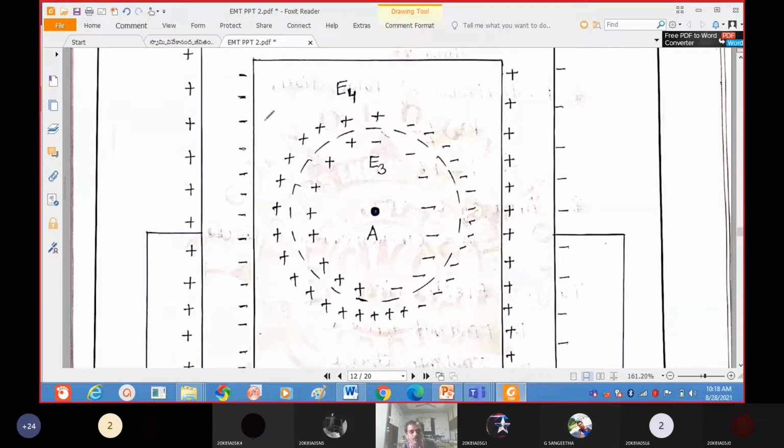If you place the dielectric material inside the capacitor, what happens? Charge is induced on the surface of the dielectric material. Due to that induced surface charge, there will be some electric field. Let us take that electric field as E2. Now E3. For E3, let us assume a spherical cavity.